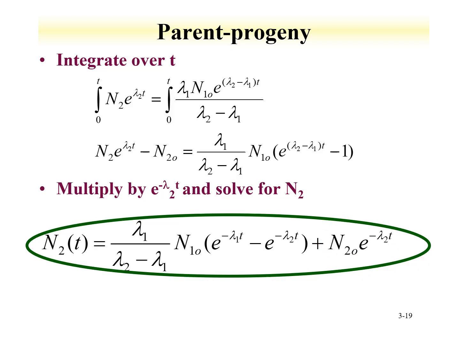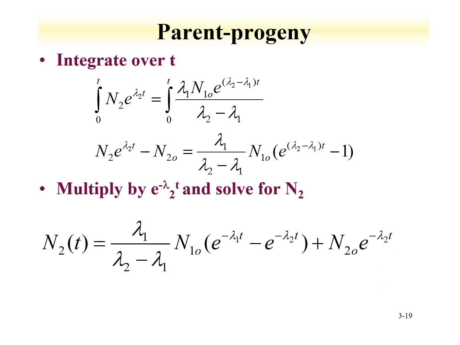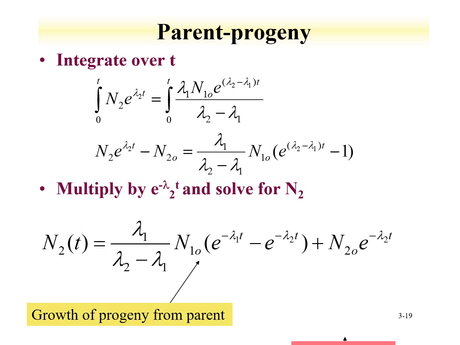So let's consider that term also. Now we have this relationship which we can use to understand how much progeny is present at a given time t, based upon an initial amount of parent and even an initial amount of progeny. So we have part of the equation which describes the growth of the progeny from the parent, and then the initial amount of progeny. So pretty straightforward. We have these two components that provide information related to the amount of the progeny available at any given time.